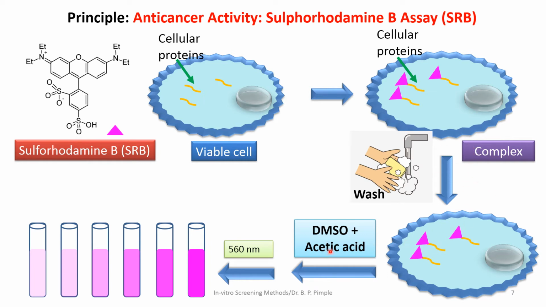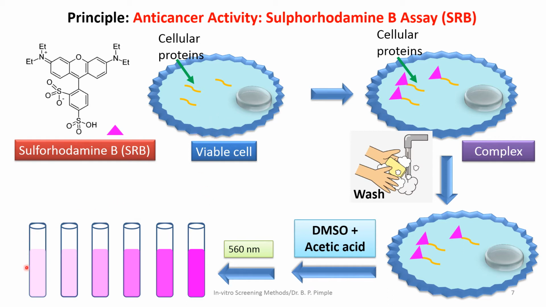So once you treat it with DMSO solution, all the dye that has been entrapped in the living cells will come out and give this coloration. So this test tube, which has more absorbance or more color, indicates that the drug you added initially is not effective. It is less effective in killing the cells. It has not killed the cells.